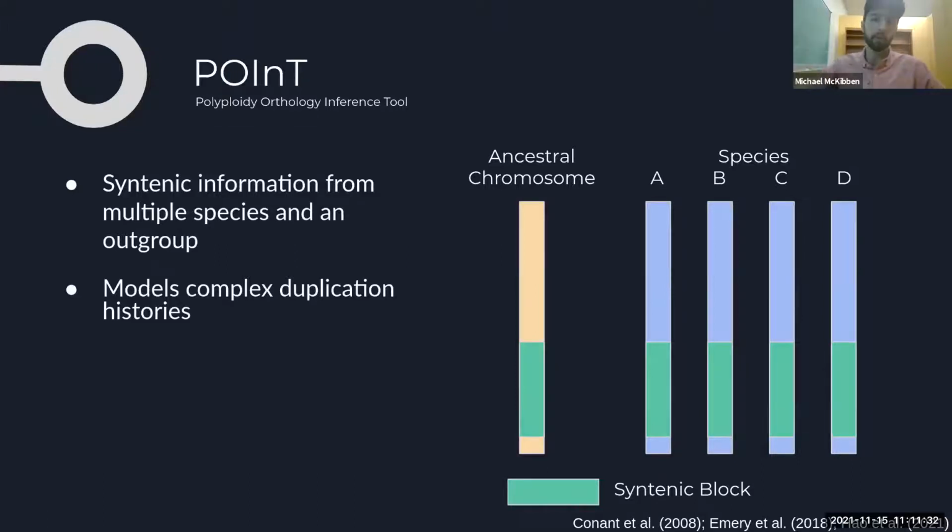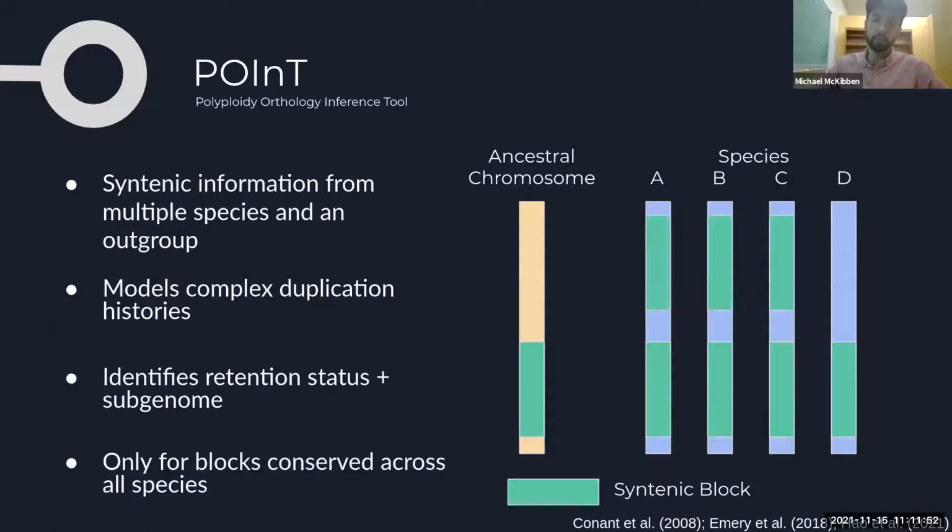Although POINT's original purpose is not paleolog identification, for regions of the genome analyzed with POINT, we can make some pretty detailed inferences about paleologs, including their retention status, as well as which subgenome they might have originated from in the case of allopolyploids. The limitation is that POINT is primarily run on syntenic blocks that are conserved between all of your species. So if I have a region of the genome where syntenic blocks have been lost in one of the species, I can't make inferences on paleologs within them.